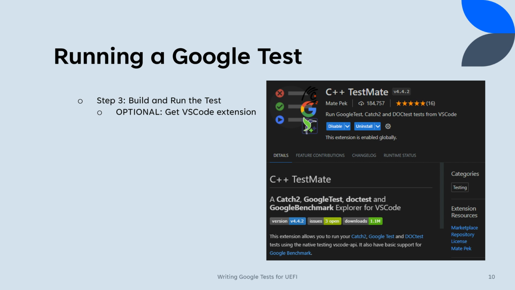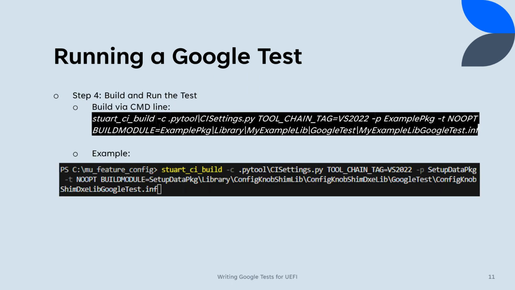Moving on to running the test, I personally recommend getting the C++ TestMate VS Code extension, but it is not required to move on. We'll build from the command line using Stuart CI build. You can run an individual module using BUILDMODULE= and giving the path to the INF, or you can always build all test modules.